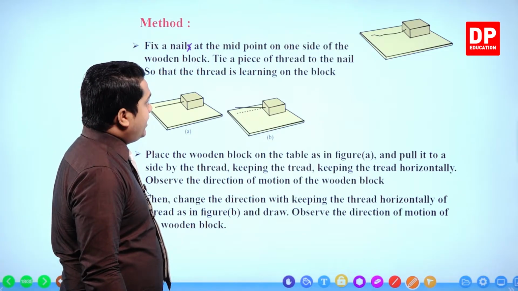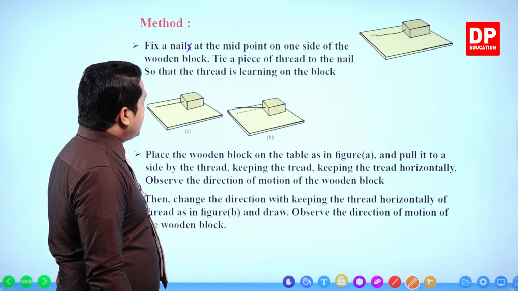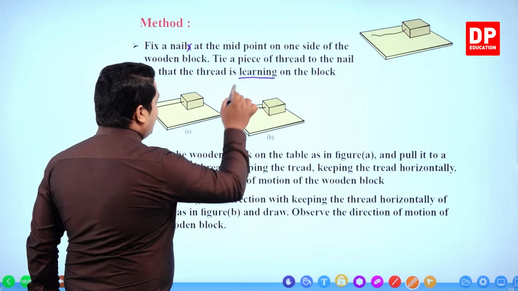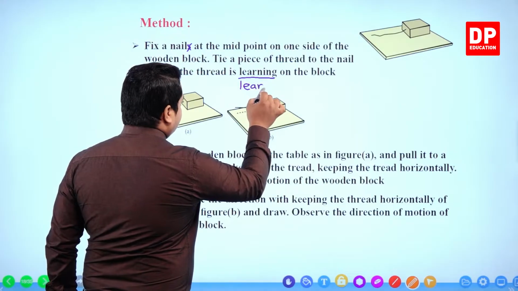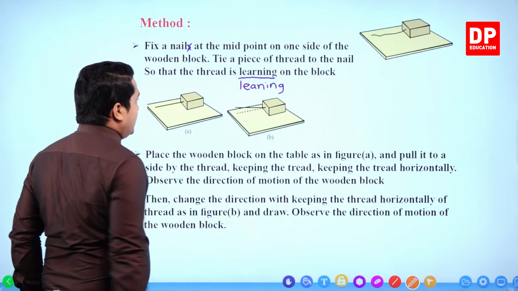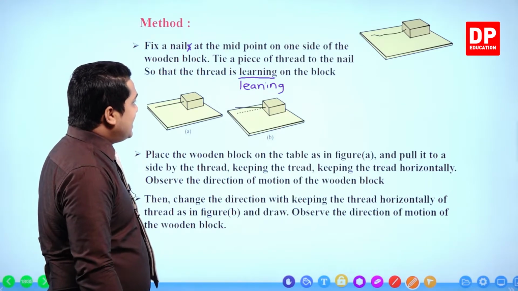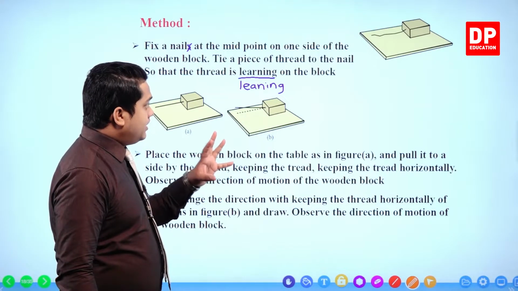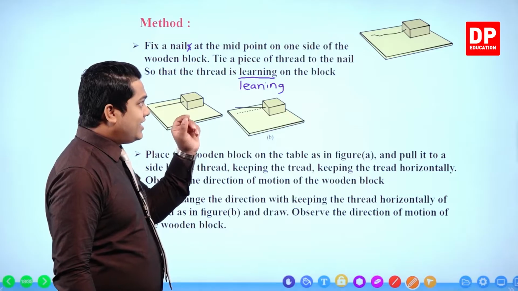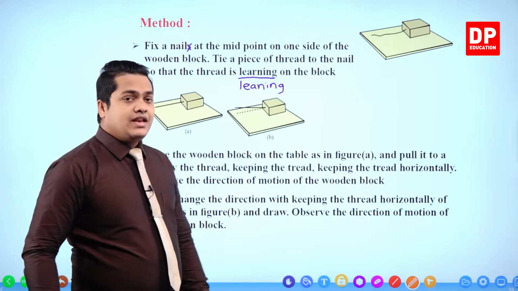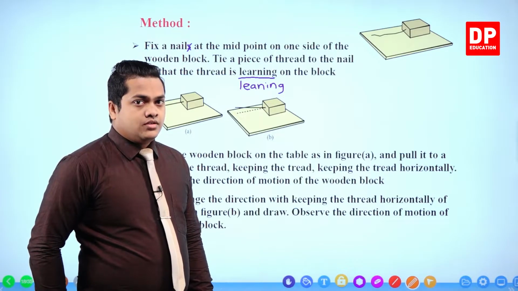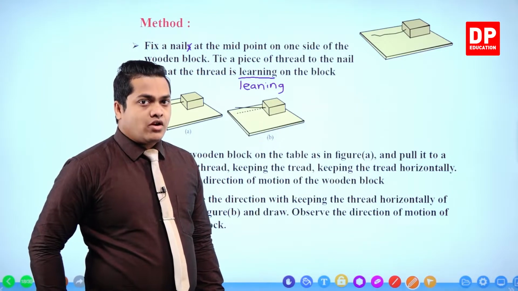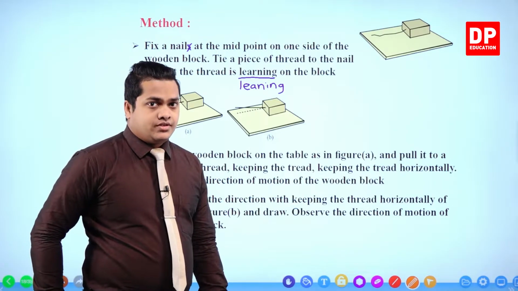Tie a piece of thread to the nail so that the thread is, now here also you can observe another mistake. It should be leaning. So that the thread is leaning on the block. So we have to insert the iron nail so that the thread is leaning on the block, right? It should lean on the block. Thread should lean on the block, okay? There is a mistake, my dear children. Check and recorrect it.